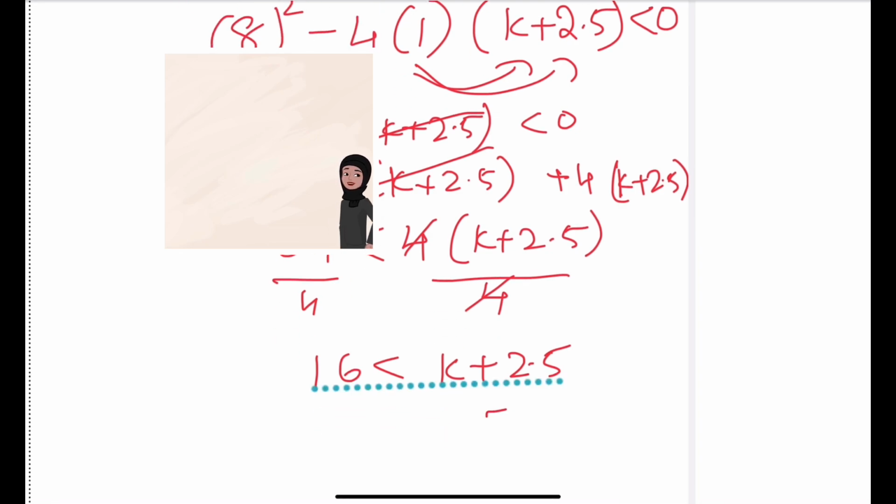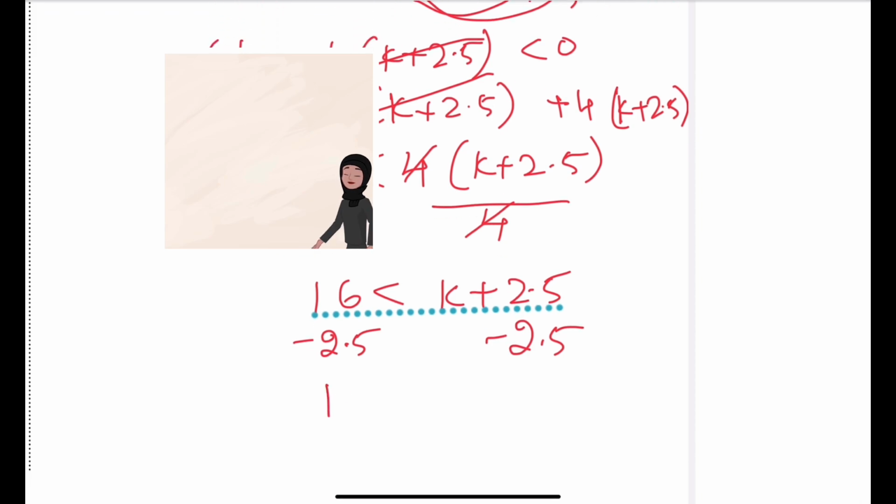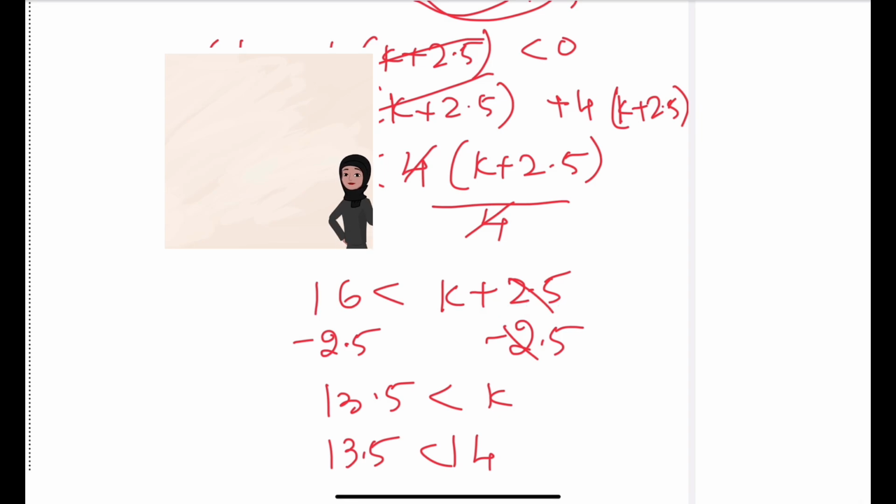Now we can subtract 2.5 on both sides. 16 minus 2.5 is 13.5. So 13.5 should be less than k. Since we know that k is a positive integer constant, we know that 14 is the least possible value. Of course 15, 16, 17, 18, all the integers after that also work, but the least one possible is 14.